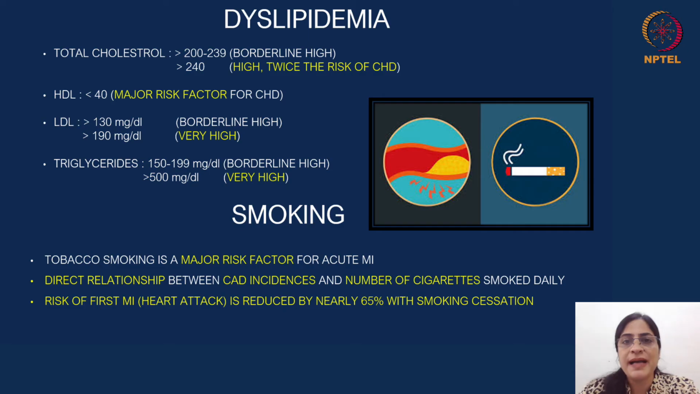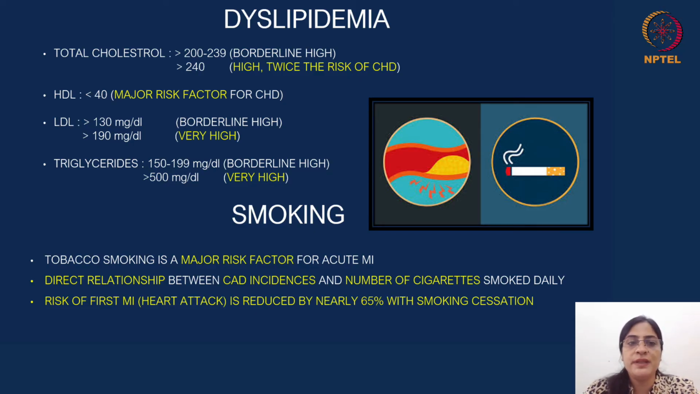Now, dyslipidemia, why is it relevant to us? Because when we are looking at the reports of the patient, we must know what the abnormal lipid parameters are and what the risk to the cardiovascular system is. So, if the total cholesterol is more than 240, it is very high, and that particular patient will have twice the risk of coronary artery disease.